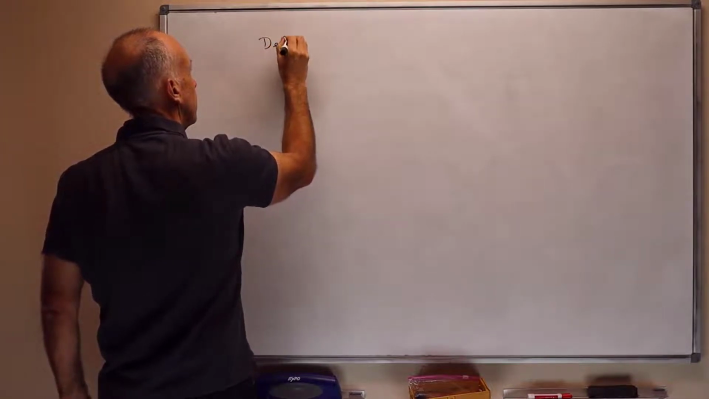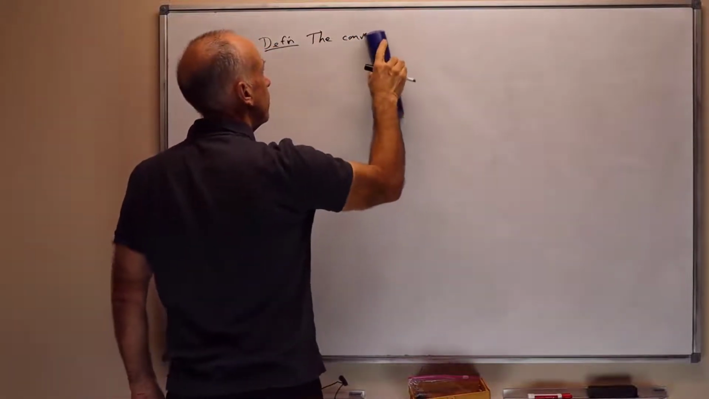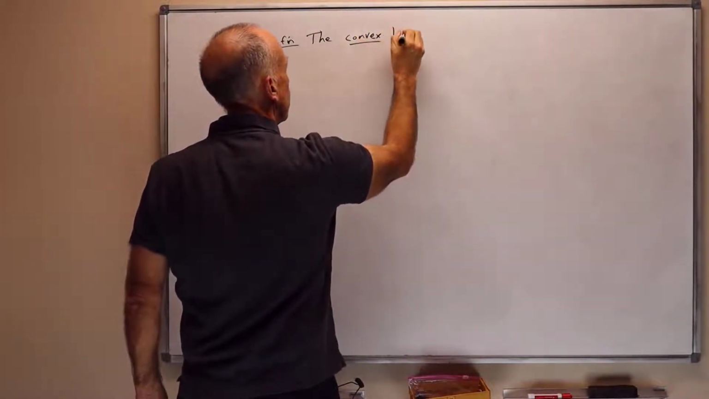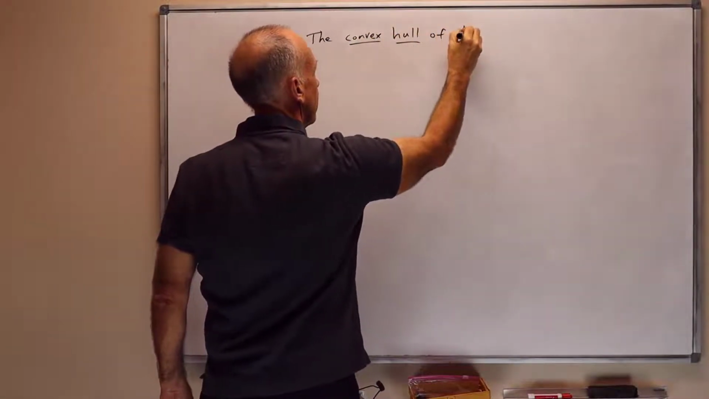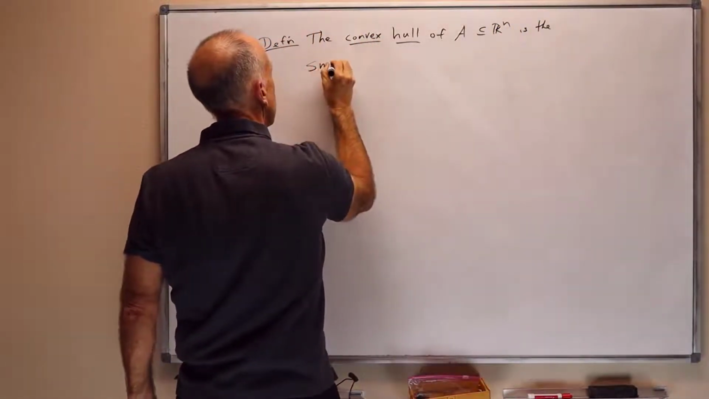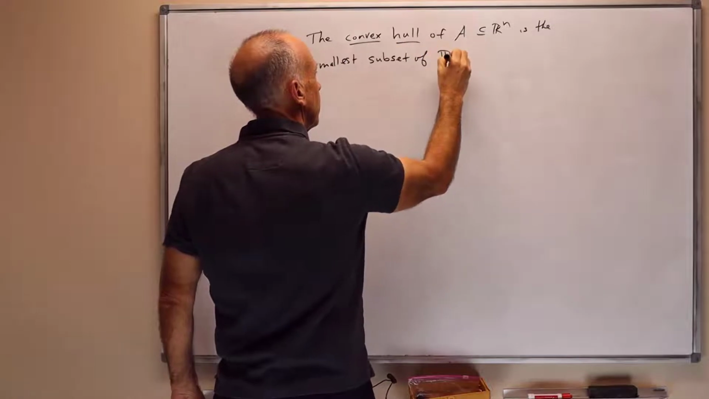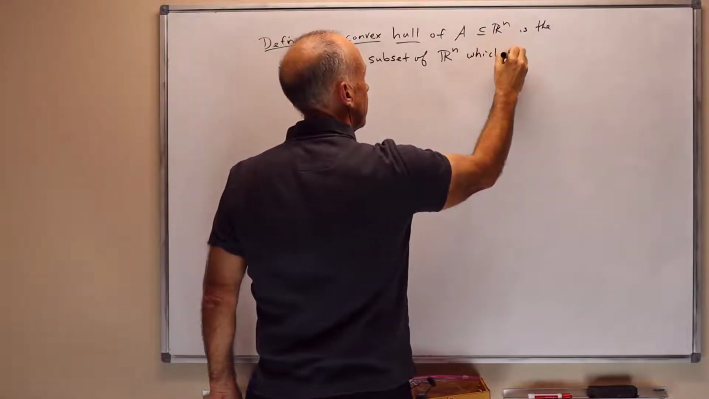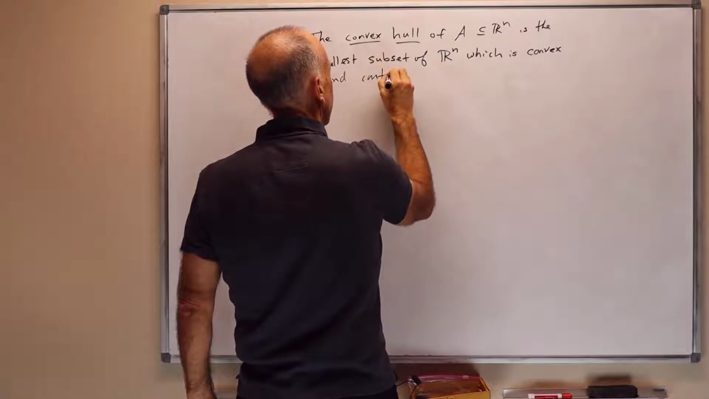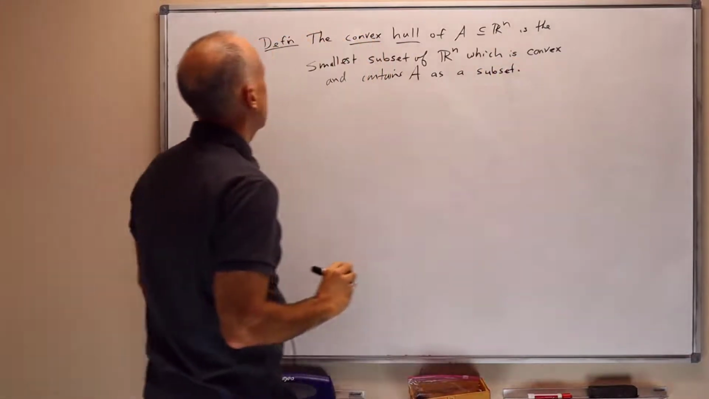As a definition, the convex hull of A, and A is still a subset of Rn, is the smallest subset of Rn which is convex and contains A as a subset. So this is a definition.